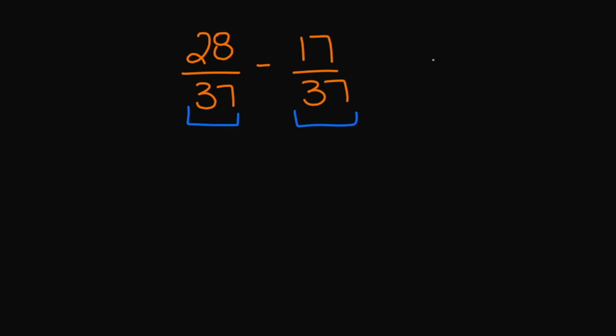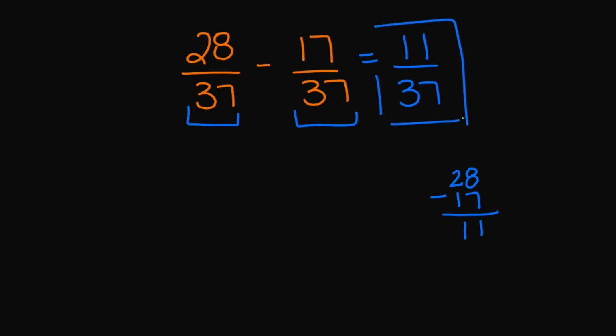Let's try 28 over 37 minus 17 over 37. In this example here, my denominators are the same, so I am going to subtract my numerators. So 28 minus 17: 8 minus 7 is going to equal 1, 2 minus 1 is going to equal 1. So 28 minus 17 is going to equal 11. That's going to be over 37. Since I cannot simplify any further, your final answer is 11 over 37.